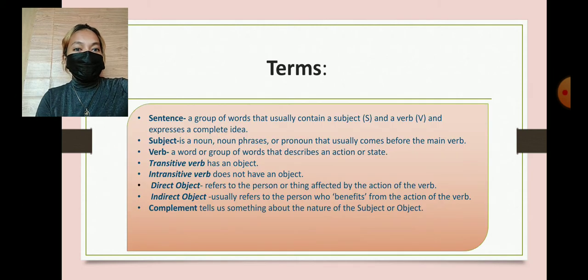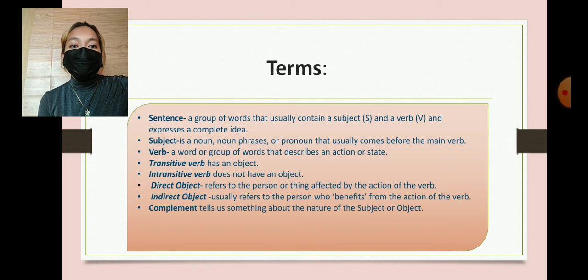So I have here the terms being used in this discussion. Sentence: a group of words that usually contains a subject and a verb and expresses a complete idea. Subject is a noun phrase or pronoun that usually comes before the main verb. Verb: a word or group of words that describes an action or state. Transitive verb has an object. Intransitive verb does not have an object.